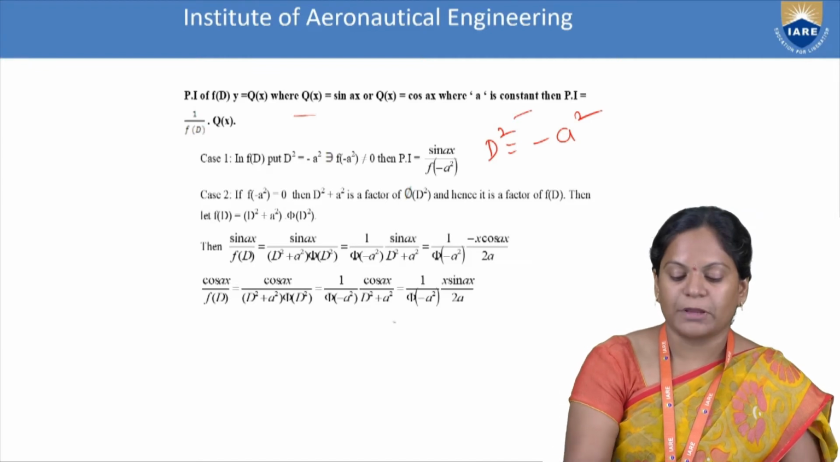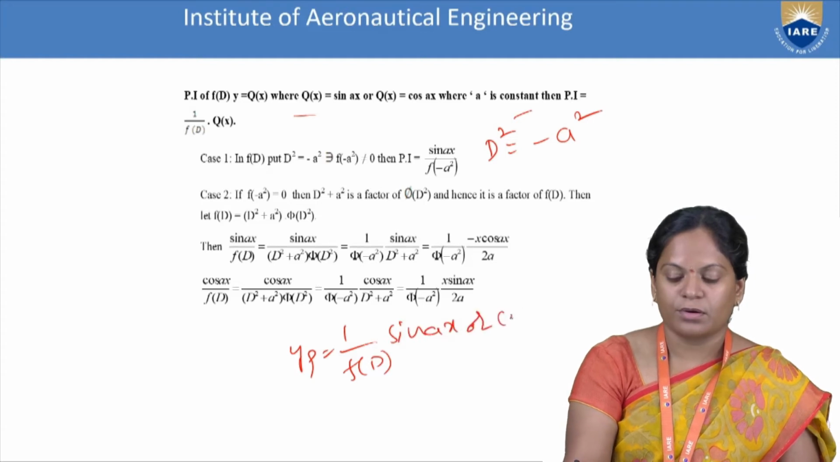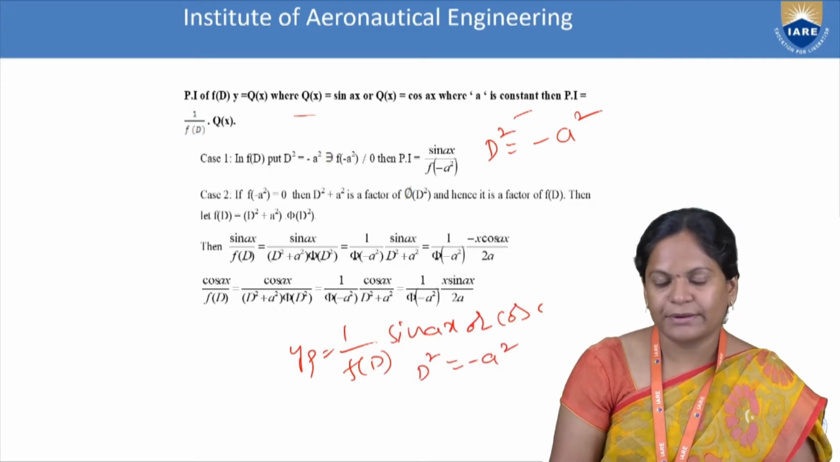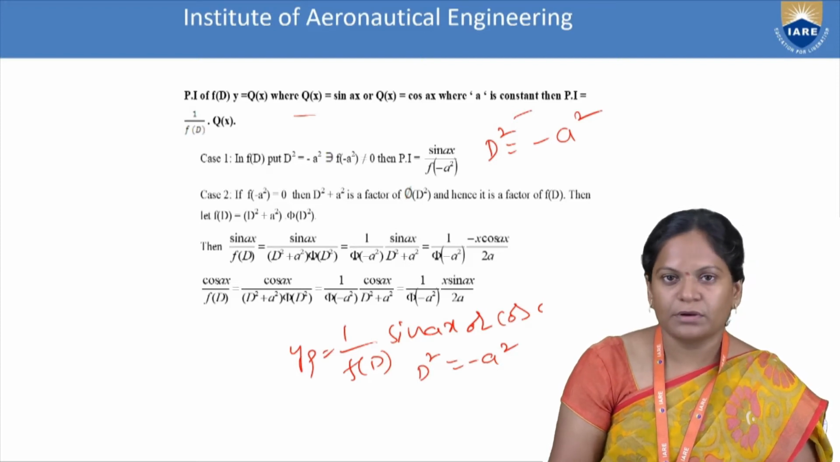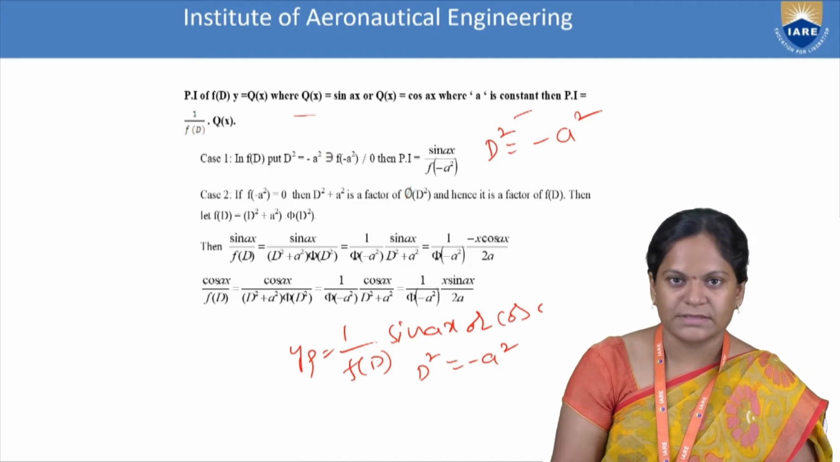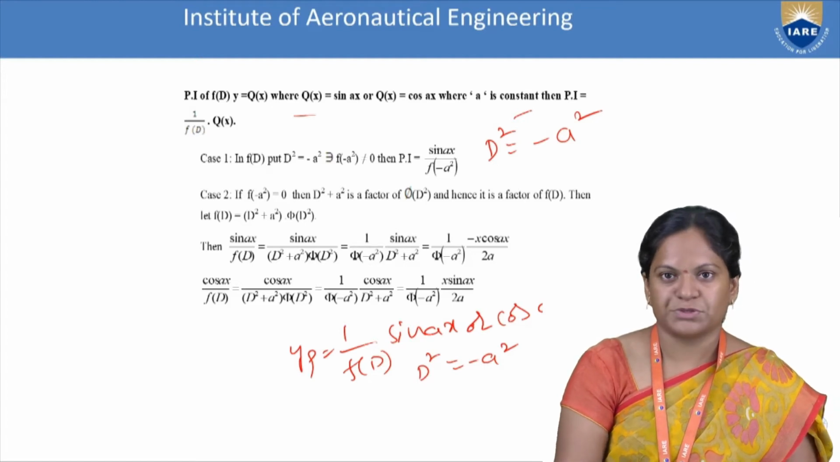First of all, write the yp. yp is nothing but 1 by f(D) into sin ax or cos ax. Substitute in place of D squared minus a squared. Sometimes f(-a squared) is equal to 0, sometimes it is not equal to 0. So if it is not equal to 0, no problem. Substitute directly in place of D squared minus a squared. Then it is not equal to 0, and we can proceed as usual.